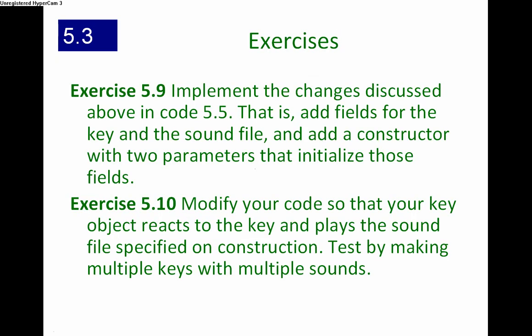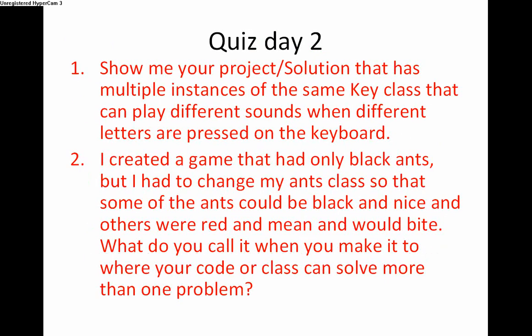Pardon me. All right, go ahead and implement the changes discussed above in code 5.5. That is, add fields for the key and the sound file, add a constructor with two parameters that initialize those fields, and now modify your code so that your key object reacts to the key and plays the sound file specified on construction. Go ahead and test this by making multiple keys with multiple sounds. So do this. And so, now do the quiz.